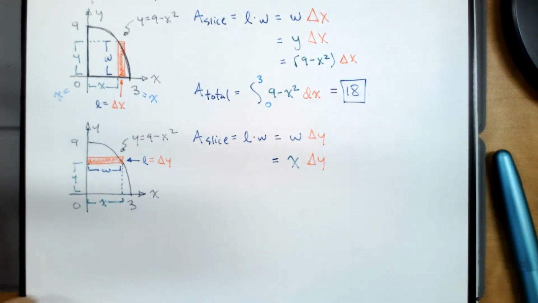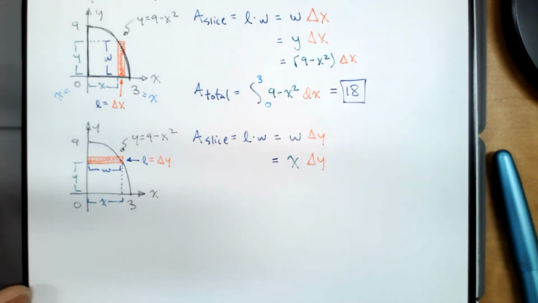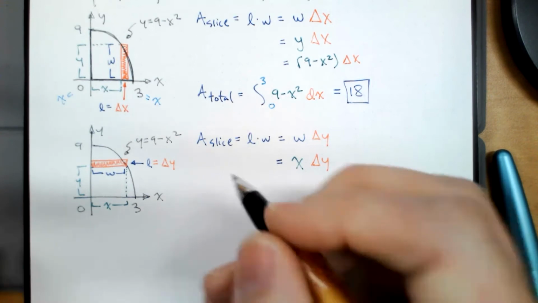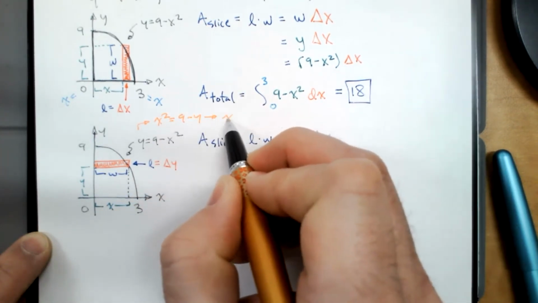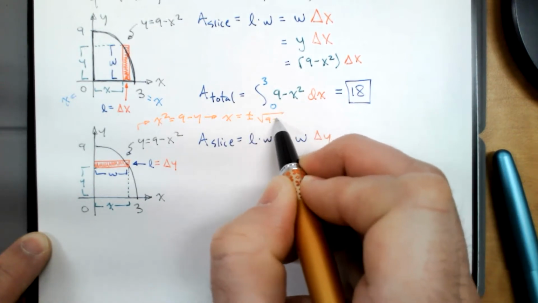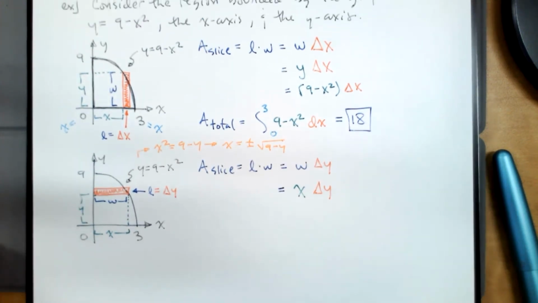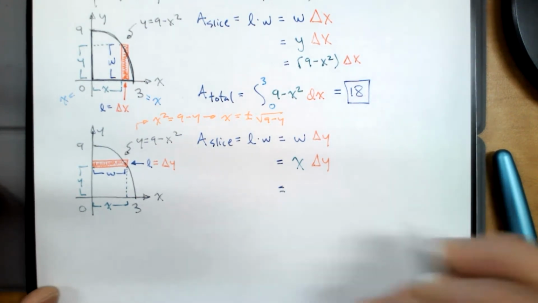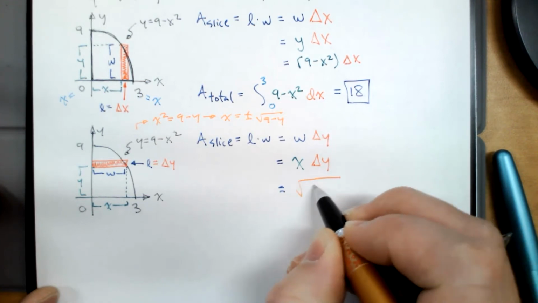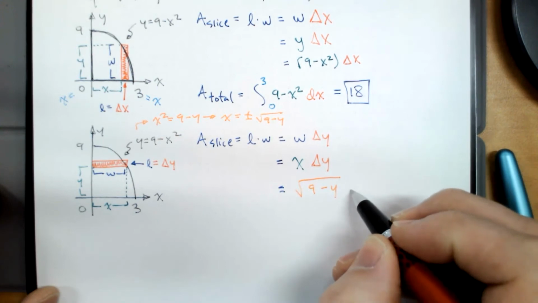And so then we have to go back to our function, where y is 9 minus x squared, and rewrite that. So this means that x squared is 9 minus y. So x is plus or minus the square root of 9 minus y. Oh, there it is. So I can replace x with plus or minus square root of 9 minus y. In this case, we're going to choose plus because x is going from 0 to 3. So we clearly want the plus one. So x is the square root of 9 minus y. And the delta y is still delta.